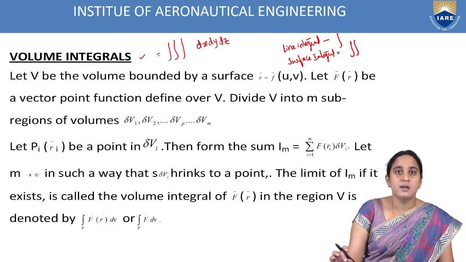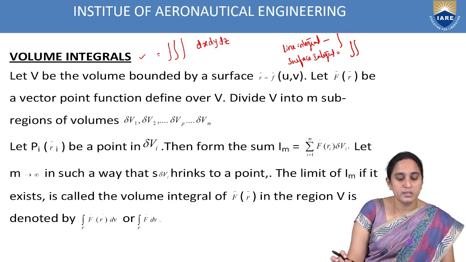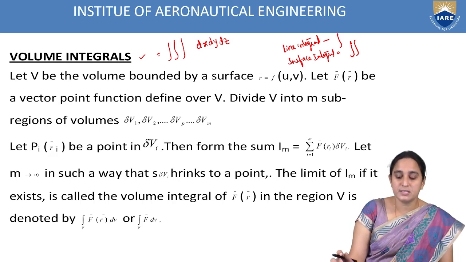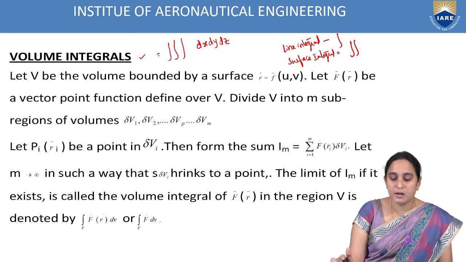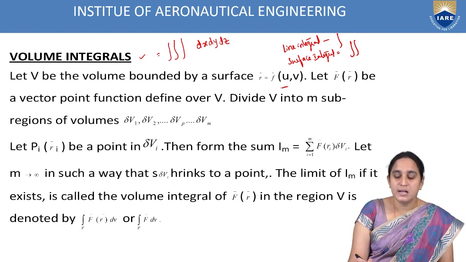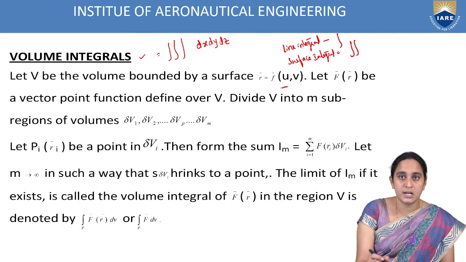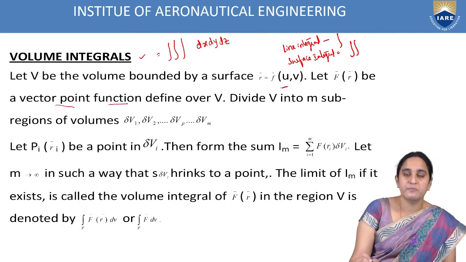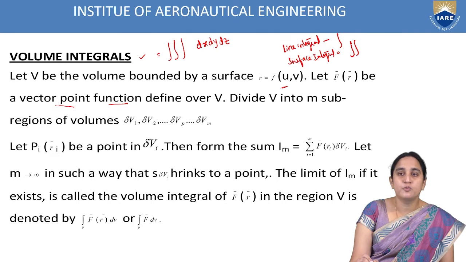Now let us start with the concept of volume integral. What is volume integral here? Let V be the volume bounded by a surface R bar equal to F bar of U comma V. Let F bar be a vector point function defined over V. Here V is the volume bounded by the surface R bar equal to F bar of U, V, and F bar of R is a vector point function defined over V.